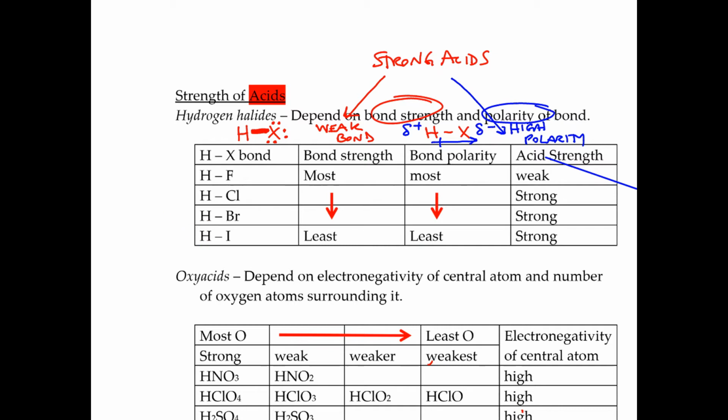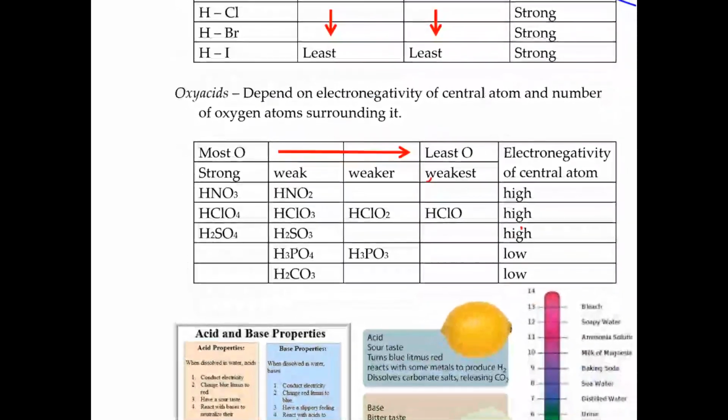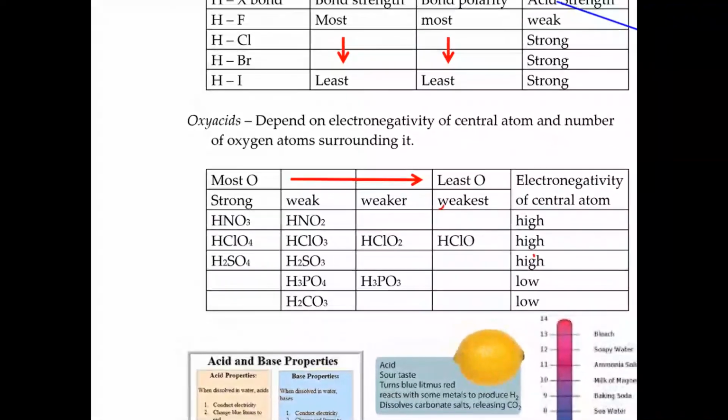Now we're going to take a look at oxyacids. Oxyacids are acids that contain oxygen. The consideration here is twofold as well. We'll look at the electronegativity of the central atom and the number of oxygen atoms surrounding it. So we'll start with electronegativity. You want to have a high electronegativity of the central atom, and you want to have lots of oxygens.